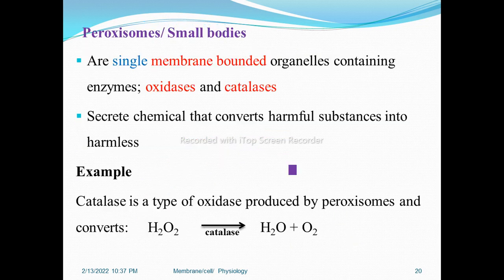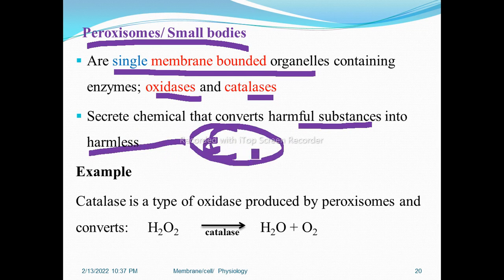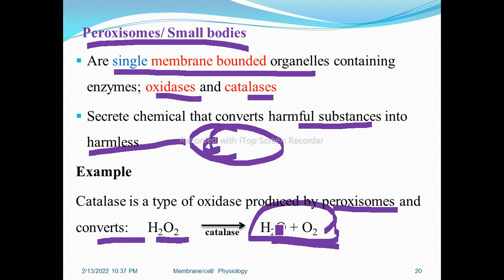The other organelle is known as peroxisomes, or you can say small bodies. It is a single membrane-bounded organelle containing enzymes, oxidases and catalase, and it secretes chemicals that convert harmful substances into harmless ones. For instance, ethanol is detoxified by peroxisomes. Catalase is a type of oxidase produced by peroxisomes and converts hydrogen peroxide into water and oxygen. This is harmless or useful. Hydrogen peroxide is harmful, but by catalase it is changed into water and oxygen. So this is the function of peroxisome.